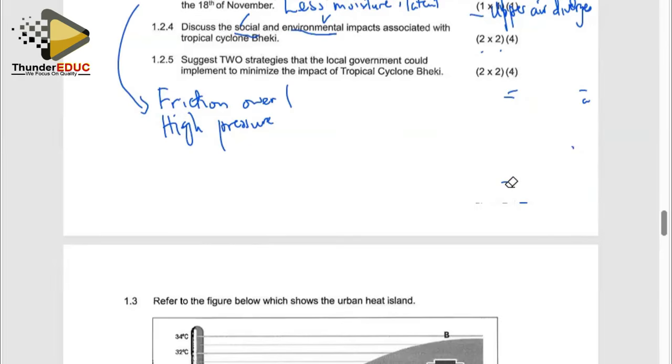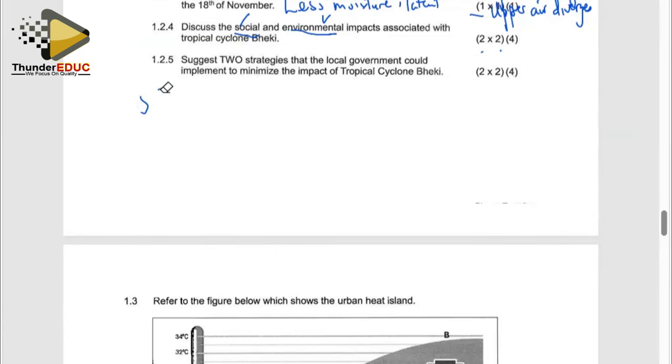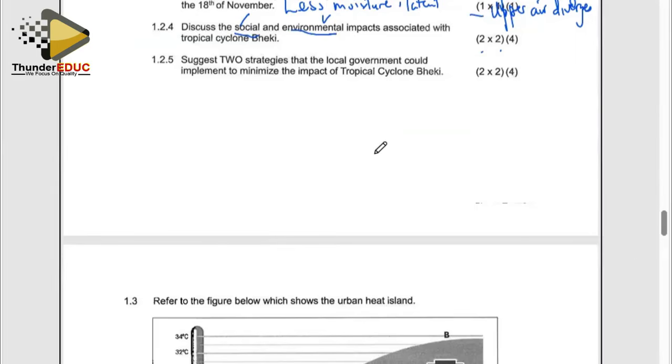Think outside the box and think openly so that you come out with feasible solutions. We want feasible strategies, something which is attainable, something which is within the reach of the local government. So you can talk of things like, in this instance, talk of early warning systems. They must be in place.